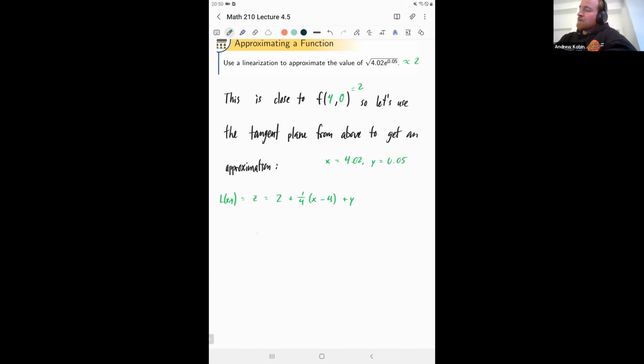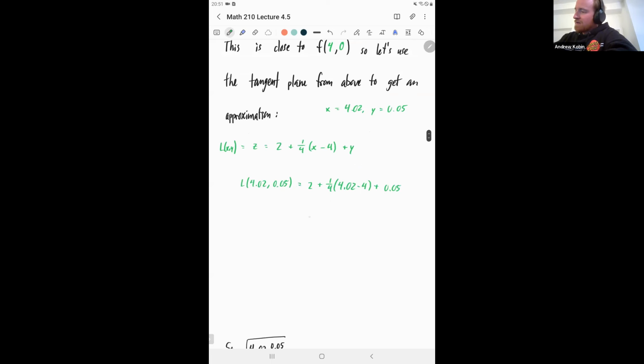So let's do it. L of 4.02, 0.05 is given by 2 plus 1/4 (4.02 minus 4) plus 0.05. And we can use a calculator to evaluate this. That's fine when you're working on the homework. We can do this one by hand because it's not so bad. This will be 1/4 times, the difference here is just subtract away the 4 pieces and get 0.02.